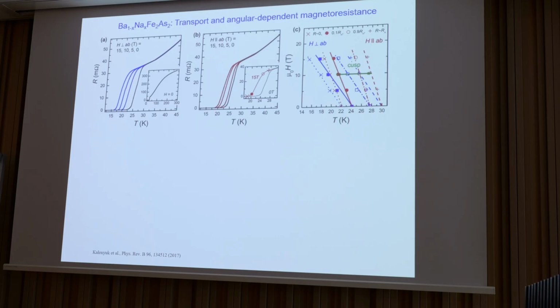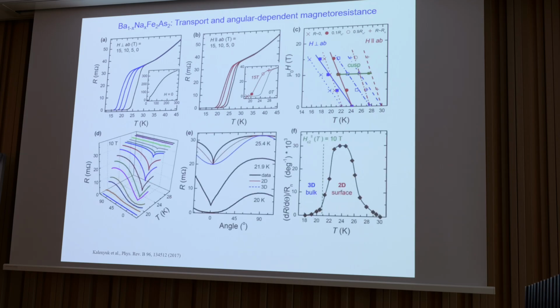Now, my favorite tool is angular-dependent magnetoresistance. We rotate the sample in magnetic field. In this case, it's 10 Tesla, and we change temperature. Look how the angular-dependent magnetoresistance changes. What you can notice is that the anisotropy is low. So it's basically a three-dimensional superconductor.